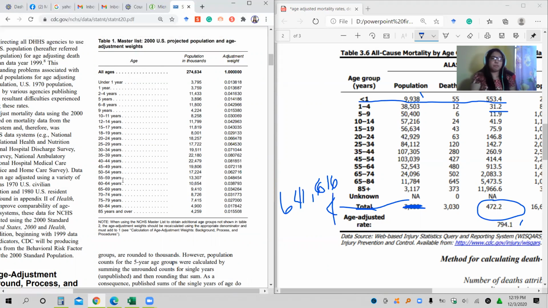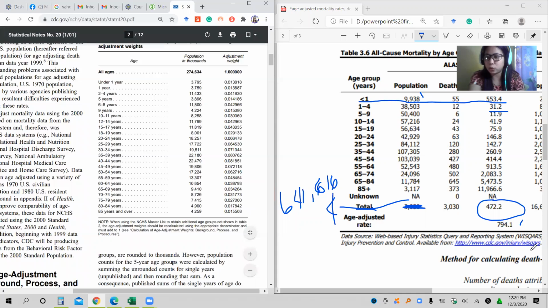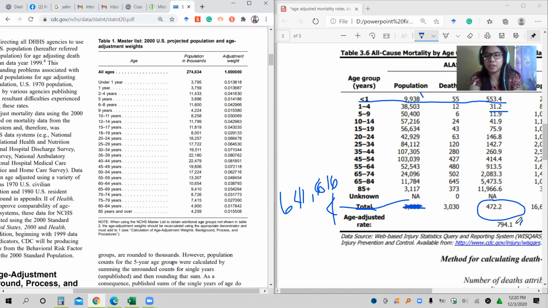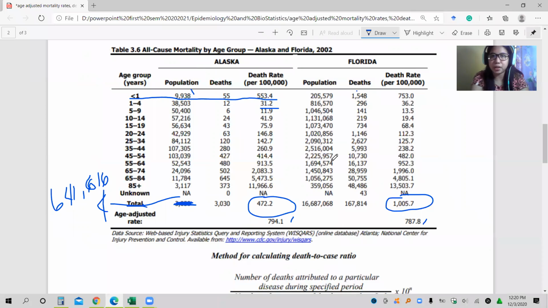But you can still search for that value and recompute it so that you can recheck if it will be equal to 794.1. You just need the data for the adjusted weight to compute the age-adjusted rate. Okay, so let us move to another table.